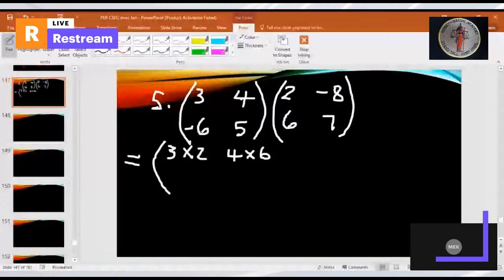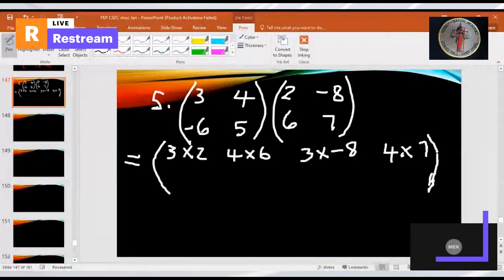So I want to look at that, because this kind of multiplication requires some focus. You have to concentrate. So it's this row, again, that column. So 3 times 2, 4 times 6. 3 times negative 8, 4 times 7.